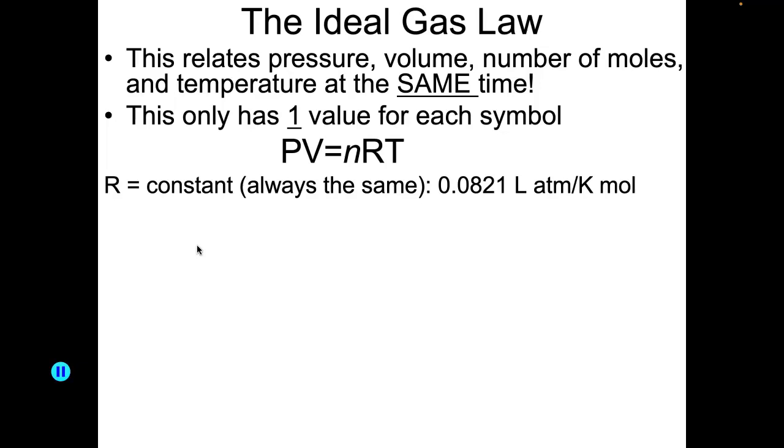Okay, so when it says this only has one value for each symbol, it's kind of going over this label here. So all of our volume has to be in liters, pressure has to be in atmospheres, temperature has to be in Kelvin, and our moles are moles. Okay, we just want to make sure if we have grams, we convert.